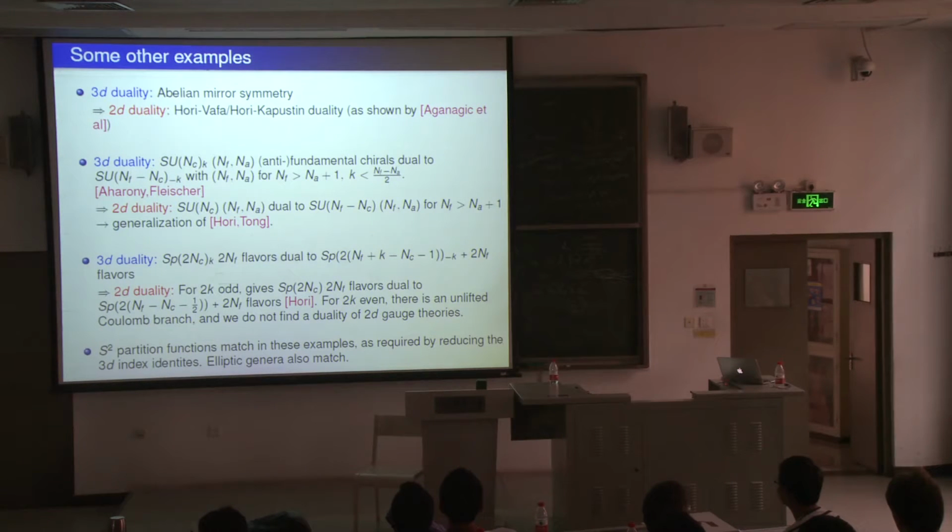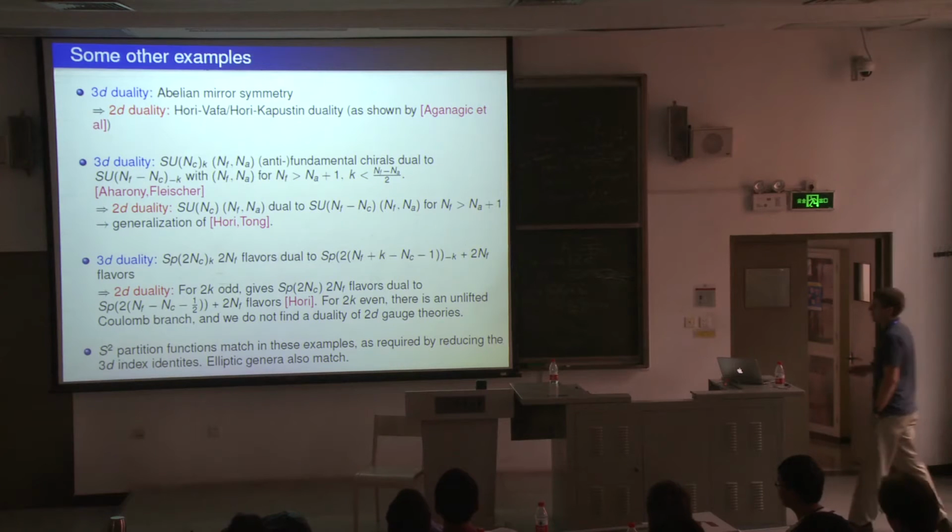of 2D gauge theories. So as always, the S2 partition functions of all these 2D dualities match, in particular in this case where we don't seem to find a duality, but in this case the elliptic genus does not match. So the elliptic genus gives a stronger test that in this case the duality does not pass. So here we do not find a duality.